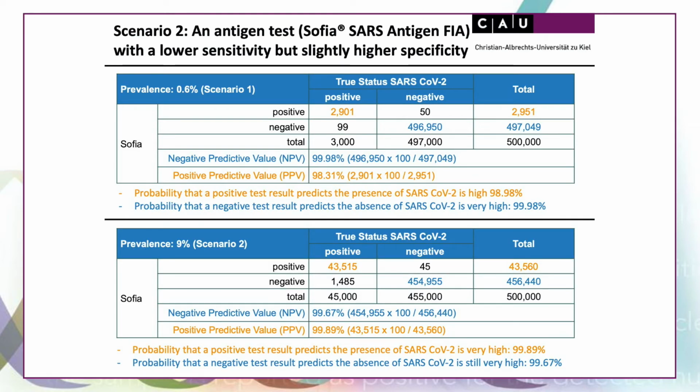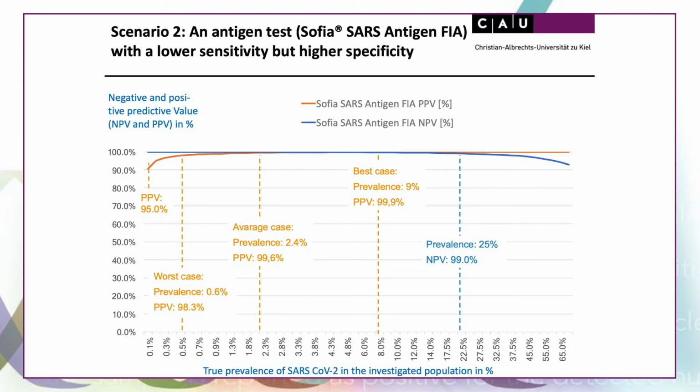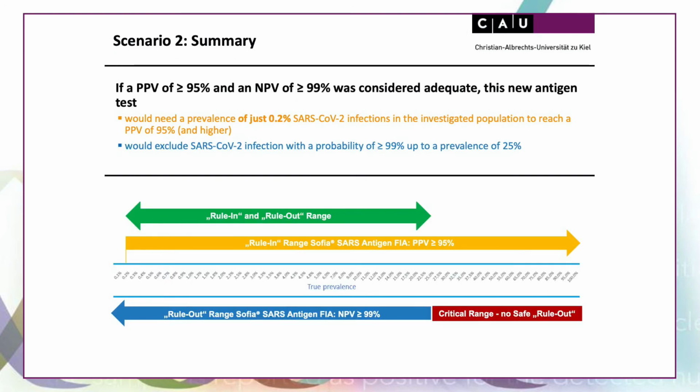Although the specificity of this test is only slightly higher than that of the PCR in our previous example, the positive predictive value drastically increases even when the prevalence is only as low as 0.6%, achieving values of nearly 99 or 100% respectively. The negative predictive value in this example would only decrease significantly when the prevalence is higher than 25%, a situation which appears to be quite unrealistic if the test is applied to mass testing. Here, the range for proper ruling in and ruling out includes infection prevalences between 0.2 and 25%.